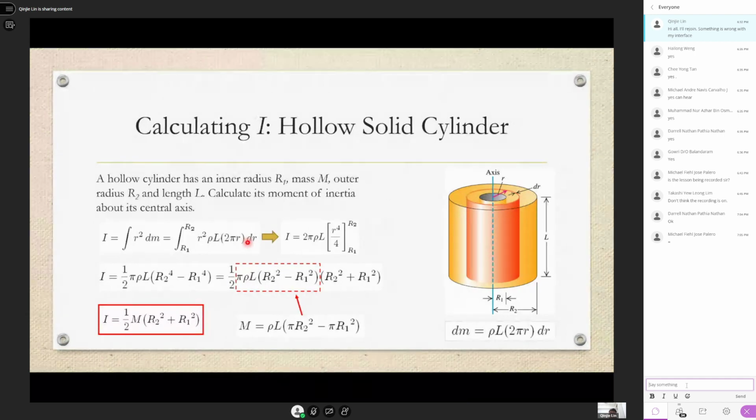And you're solving from R1 to R2, basically the part that has material, not the hollow part. So you solve from R1 to R2. You can solve everything and you get this expression, which depends on the inner and the outer radius.